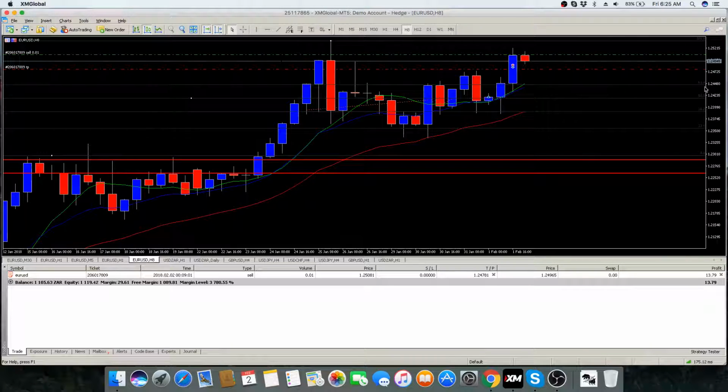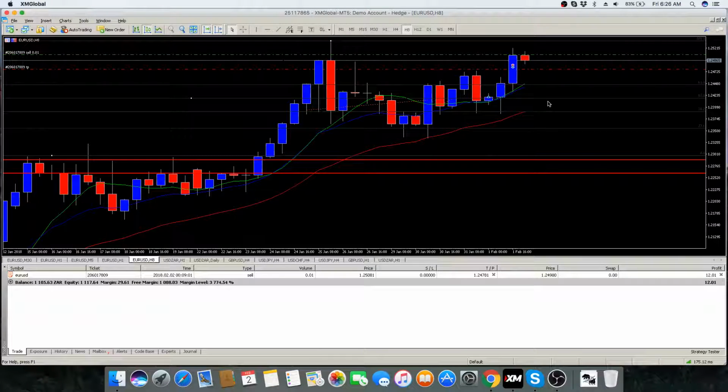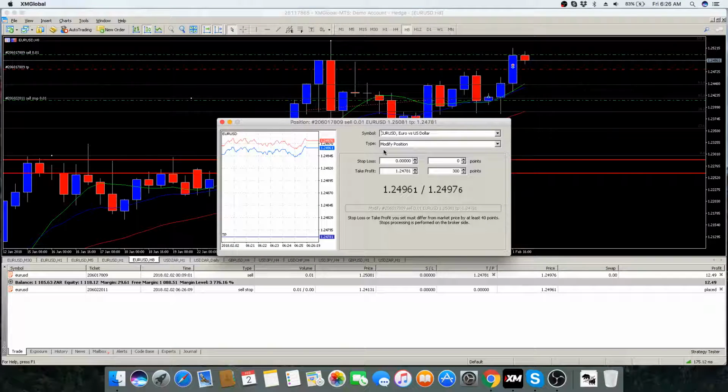So here looks like it's very good. I could put a sell stop. Basically, if the market breaks this zone over here, the market will continue selling. So actually this looks quite interesting that I could put this at 50. Let me just see. But I don't think so.